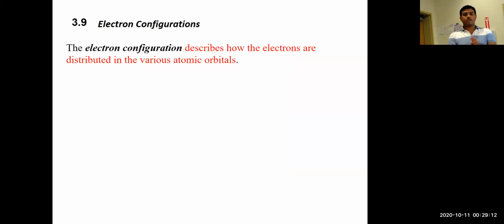Hi, this is part 9 of chapter 3. In this part, we are going to learn about electronic configurations. Let's review what we did so far to come to this point of electronic configuration.